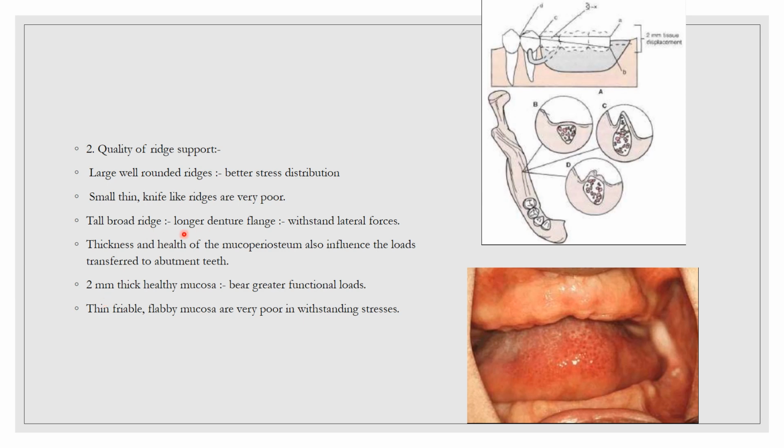Thickness and health of the mucoperiosteum also influence the load transfer to the abutment. So the mucoperiosteum should be healthy. Healthy mucosa 2 mm thick bears greater functional load, so that's why it's 2 mm thick. They're also talking about the mucosa here, and representing it diagrammatically. Thin fibrous or flabby mucosa is very poor in withstanding stresses. So well-rounded ridges are good.